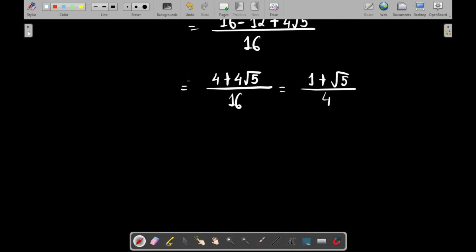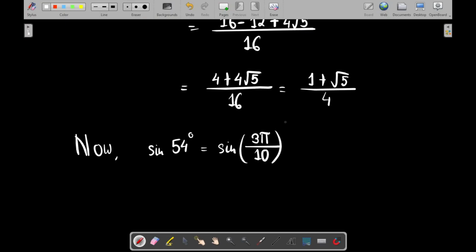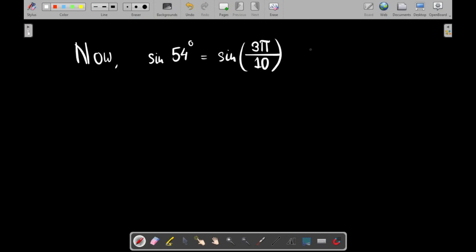So now sine 54 degree is equal to sine of 3 pi upon 10, right? This is 3 times 18 degree, and 18 degree is pi upon 10. Now this angle can be written as sine of pi by 2 minus 2 pi by 10, right?